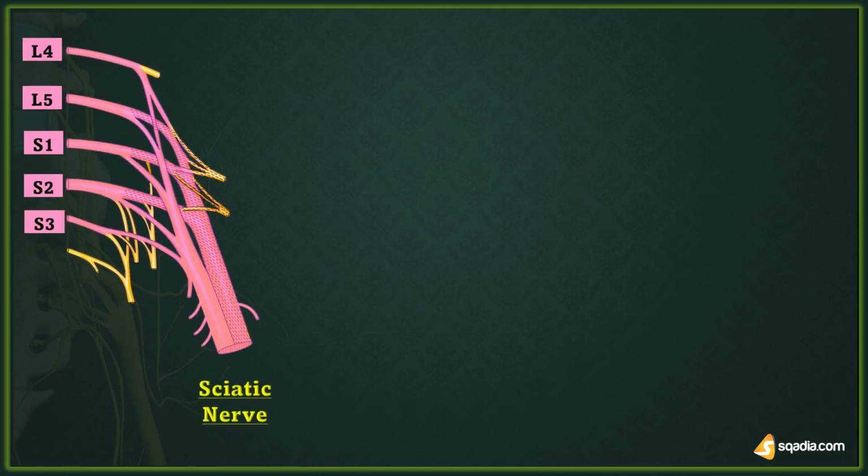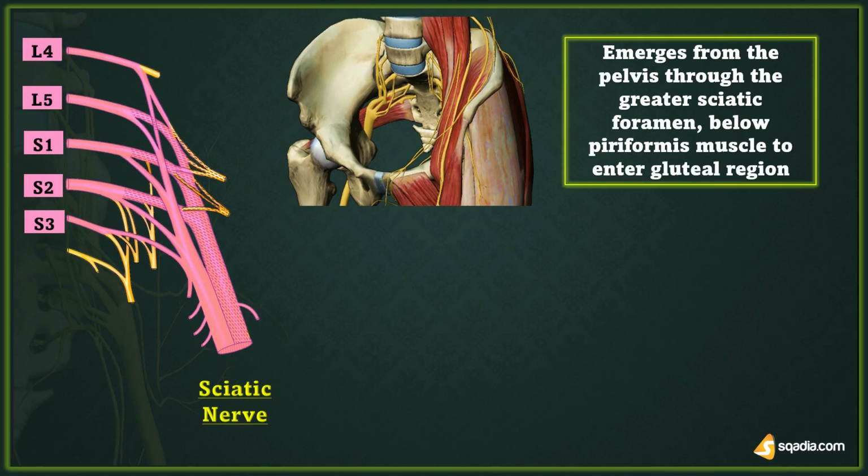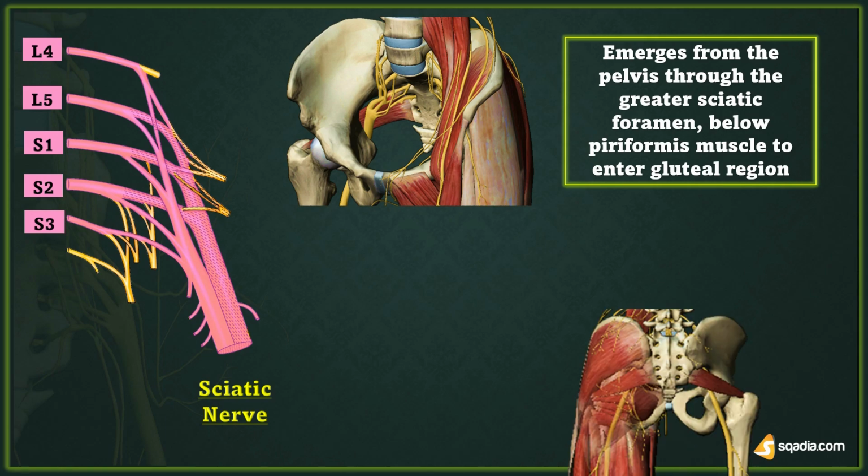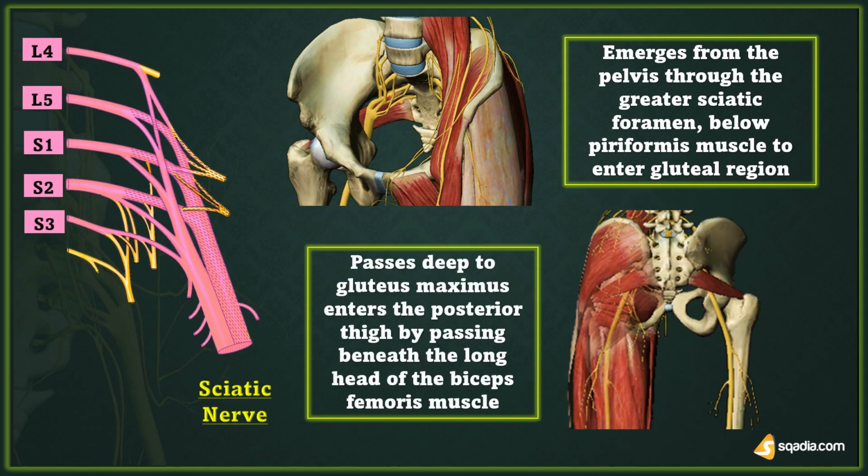After its formation, it emerges from the pelvis through the greater sciatic foramen, located below the piriformis muscle, and enters the gluteal region. While traversing the gluteal region, the sciatic nerve crosses the posterior surfaces of several muscles, deep to gluteus maximus. It then enters the posterior thigh by passing beneath the long head of the biceps femoris muscle. Within the posterior thigh, the sciatic nerve sends out branches that supply the hamstring muscles and the adductor magnus.